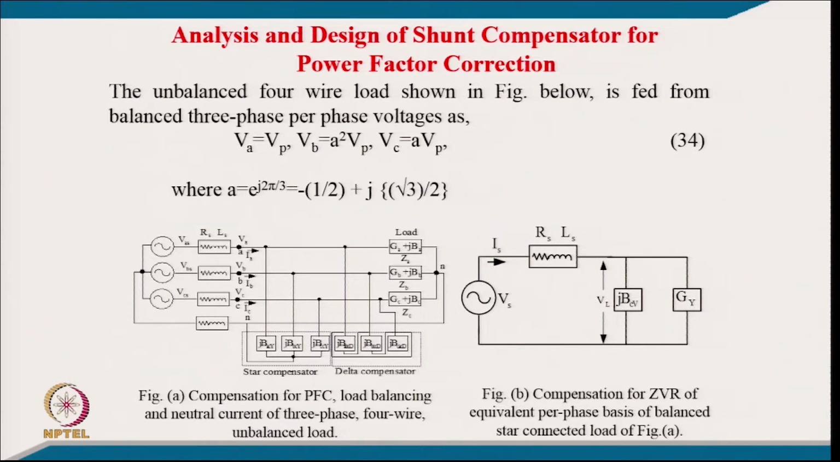Well, this is the network. You can see the 3-phase 4-wire system with unbalanced load on A phase, B phase and C phase, which is here ZA, ZB, ZC, and connected to the neutral of this load, because it is a 4-wire system, to the neutral of the supply system.